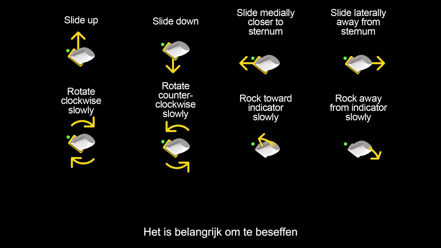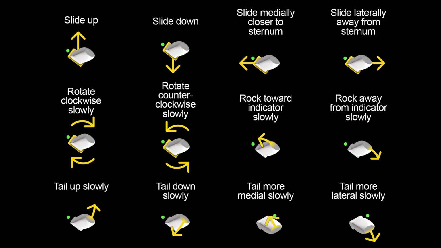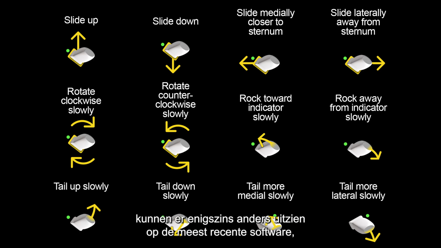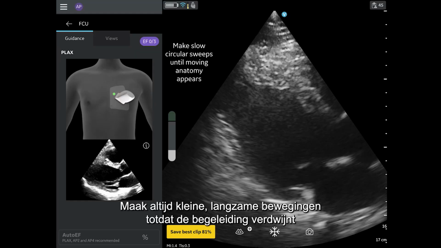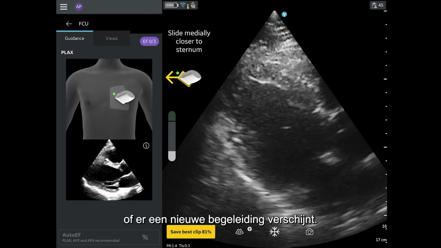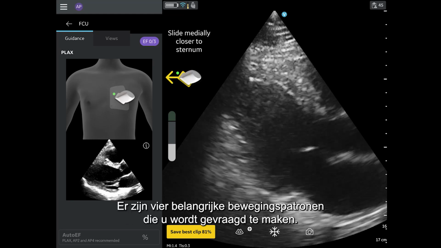It is important to note that all guidance movements are to be made in relation to the patient. Please note that the prescriptive guidance icons may look slightly different on the most current software, but the concepts are the same. Always make small, slow movements until the guidance goes away or new guidance appears. There are 4 main movement patterns you will be prompted to make.